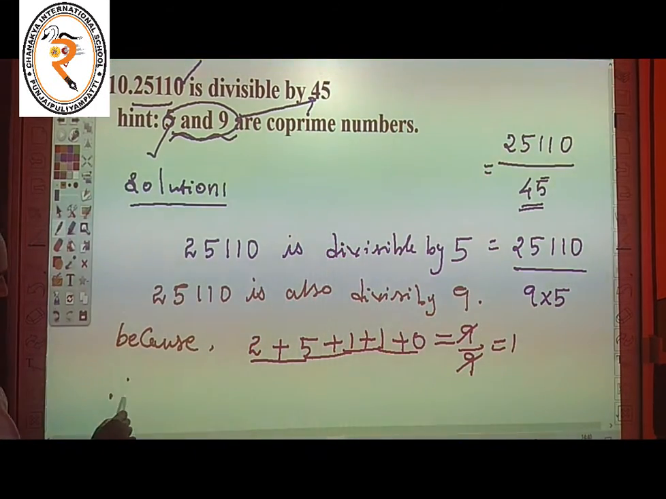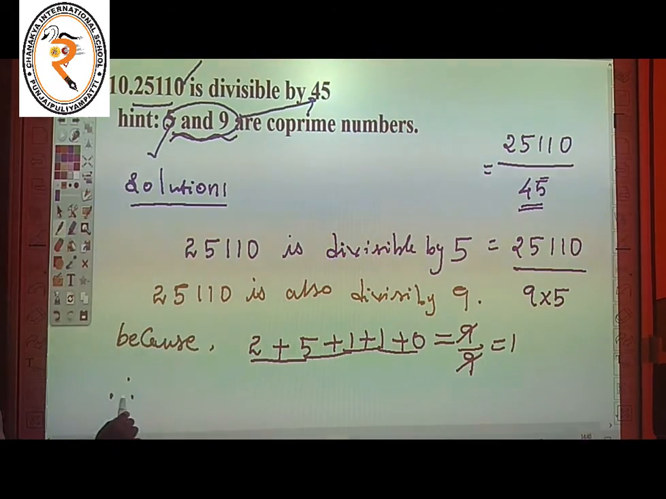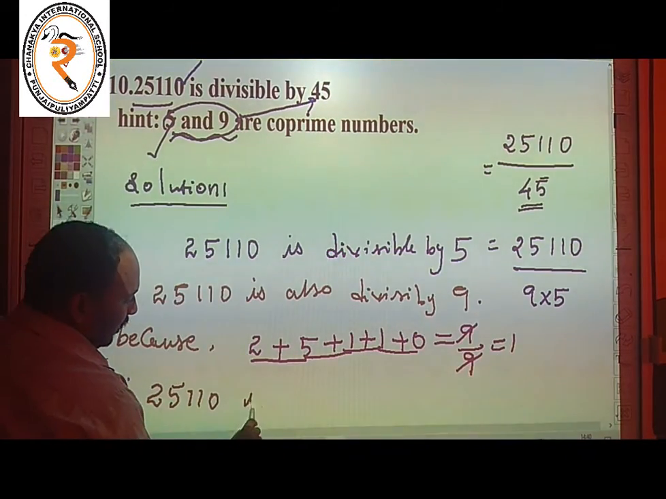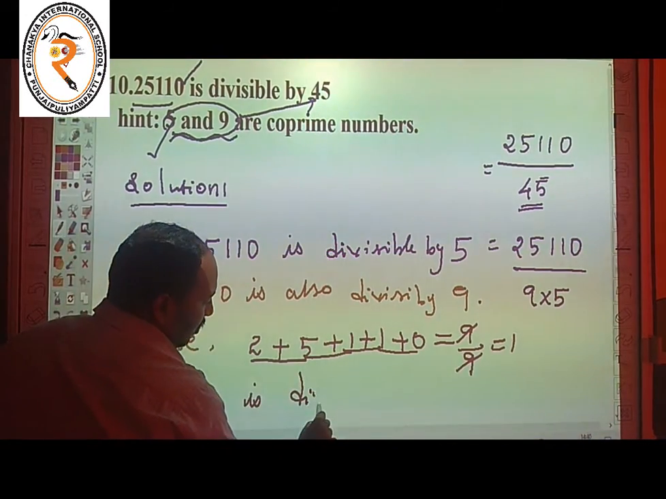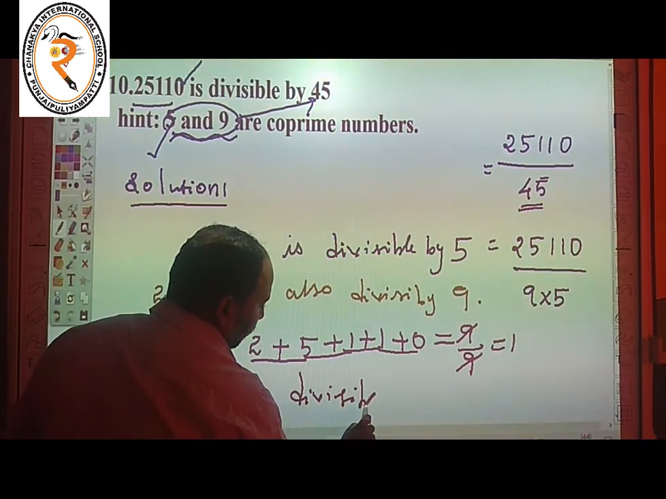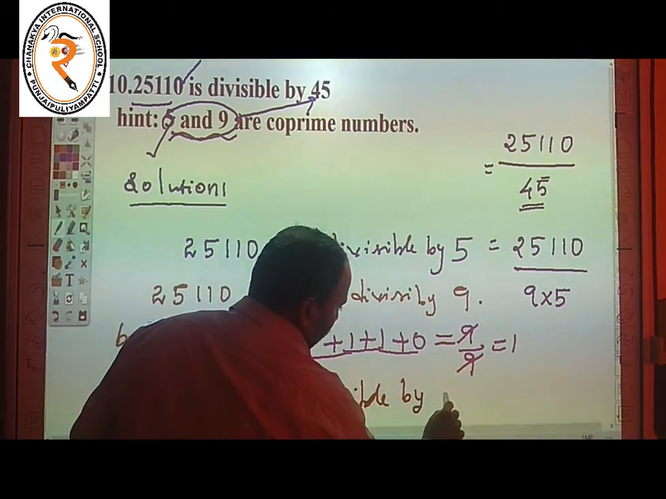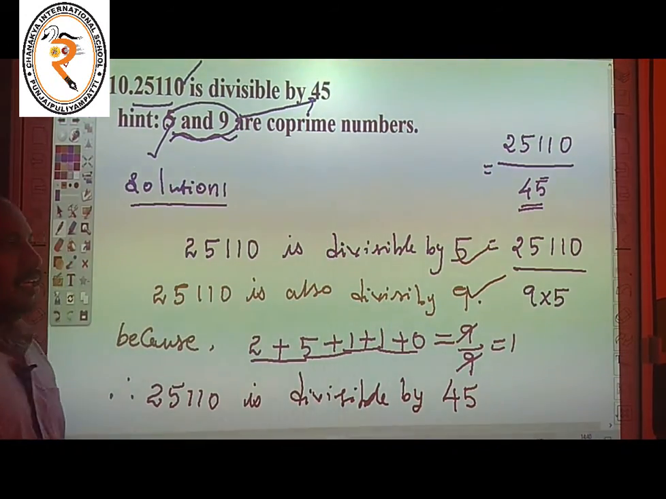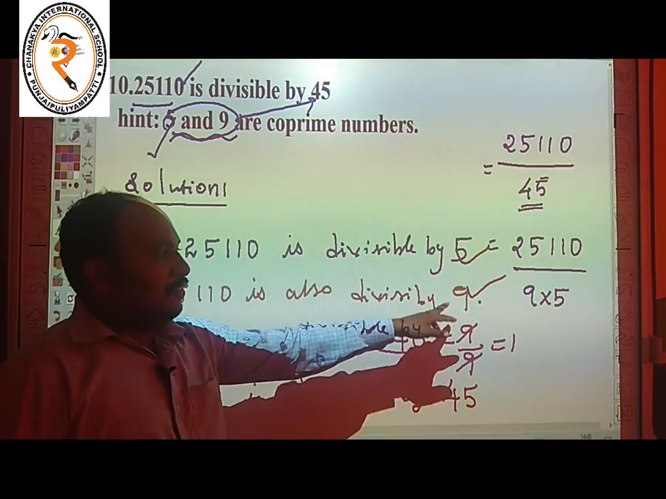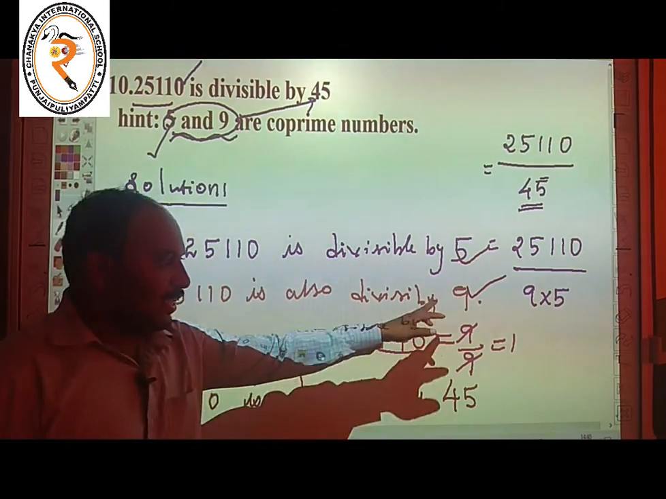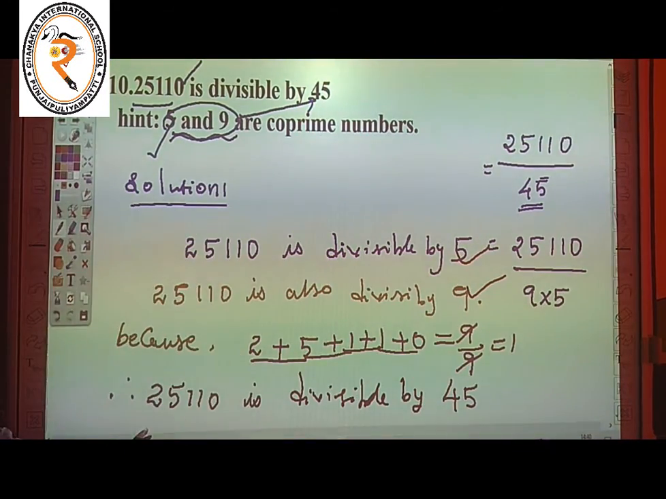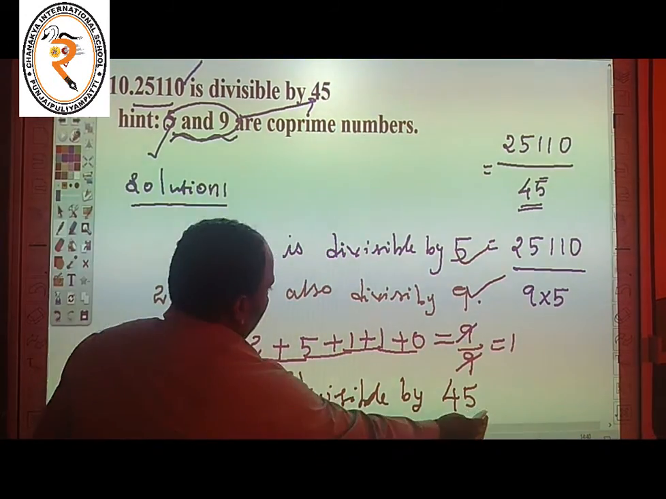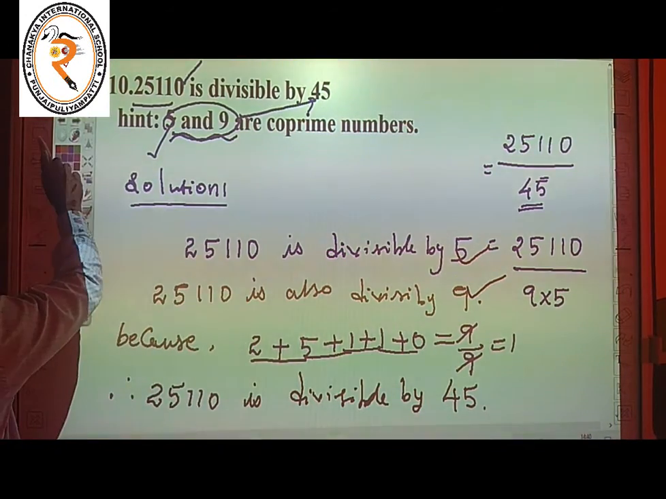Therefore 25,110 is divisible by 45 because it is divisible by 5 and 9. 5 9s are 45. Therefore 25,110 is divisible by 45.